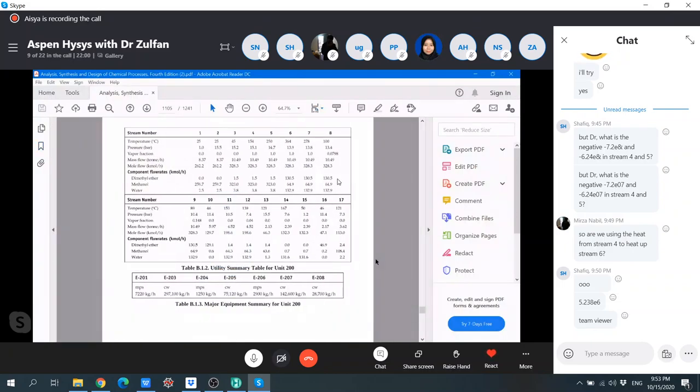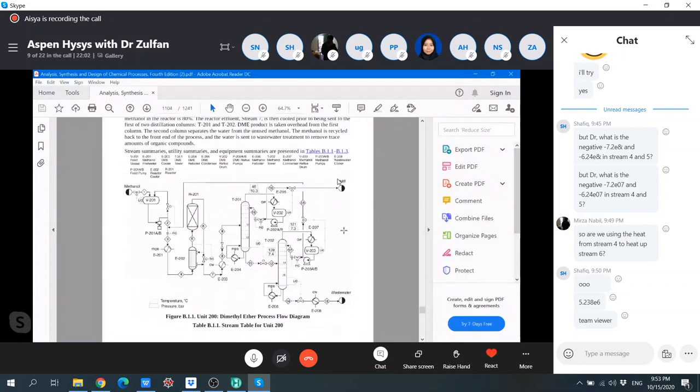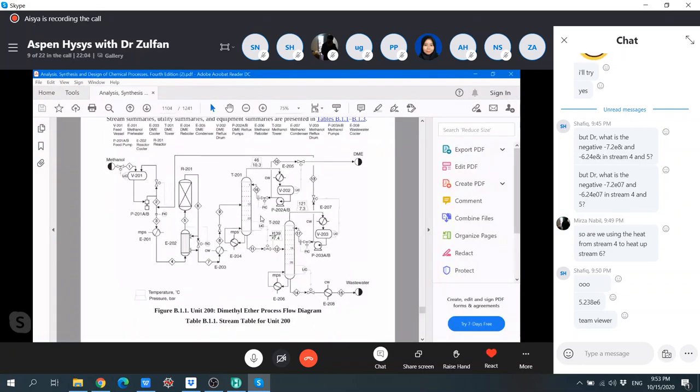Okay, this one here. Make it bigger. Yeah, go up to the flow diagram. Yes, exactly. So now you can see, stream 4 to stream 5 is going to be heated by stream 6 to stream 7. Okay, the way that we do now, we don't have this shallow tube heat exchanger. We are not using this.